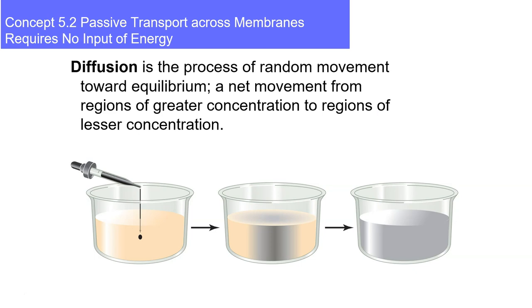Now, net movement is when there's one side getting more than the other, but net movement from regions of greater concentration to lower concentration tends to take place. Once equilibrium has been established, there is no net movement, but there's still going to be random movement because it is a dynamic equilibrium. If equilibrium was not dynamic, you would be dead, because the only things that don't have constant movement are dead things.